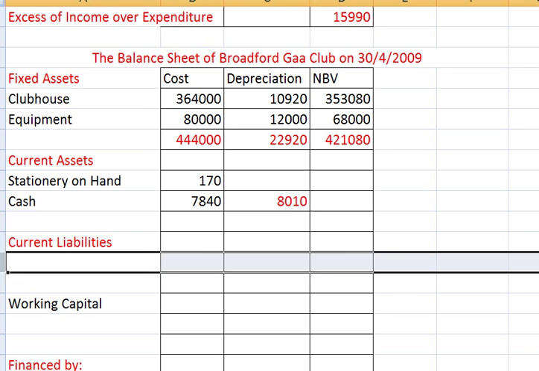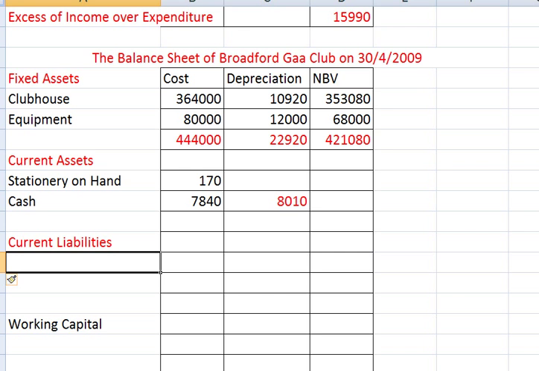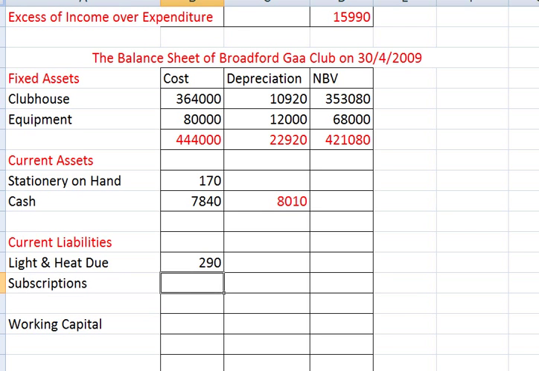Current liabilities then. So debts that must be paid by the club within 1 year. And the first debt they have, I'm just going to change it to black, is light and heat due. Not the light and heat figure, just the light and heat due figure, the amount that they still owe. And then the subscriptions prepaid also go in here.